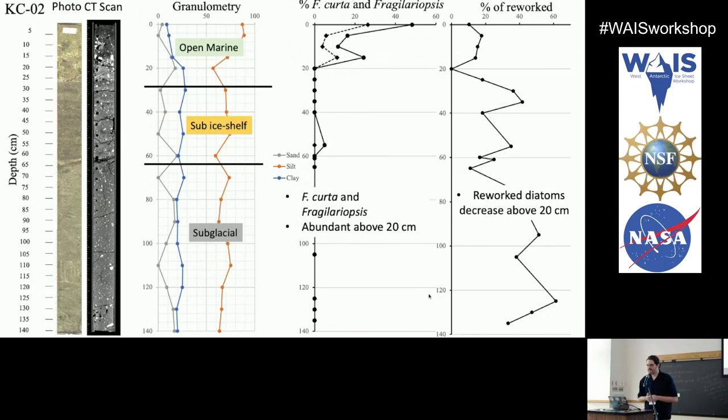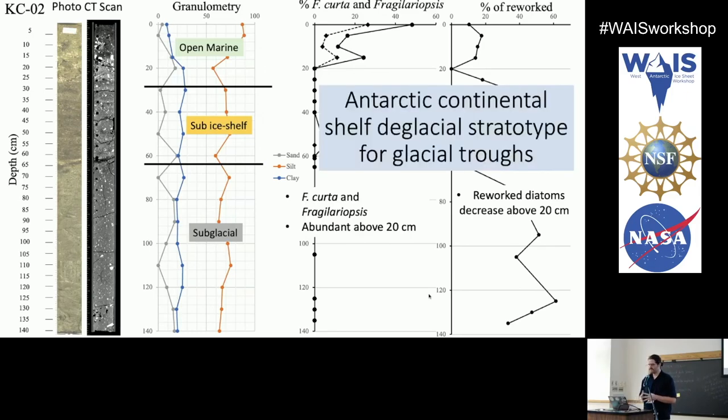Here's KC2. Based on the visual core descriptions and then the granulometry and diatom data, we believe that the bottom of the core had a subglacial unit. Going up core, we had sub-ice shelf, and then it's capped by an open marine unit. And so this is just the classic continental shelf deglacial stratotype that we're used to seeing in these deep water settings.